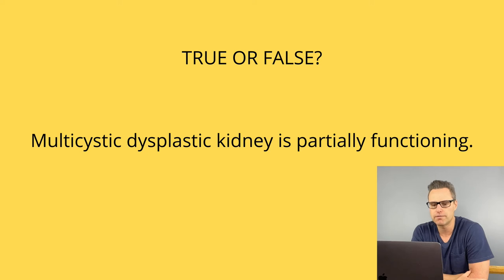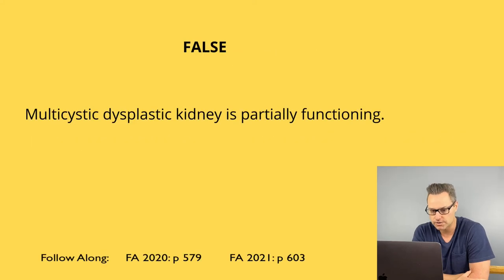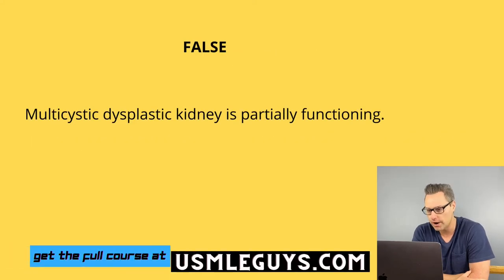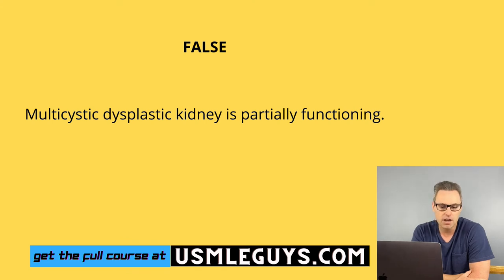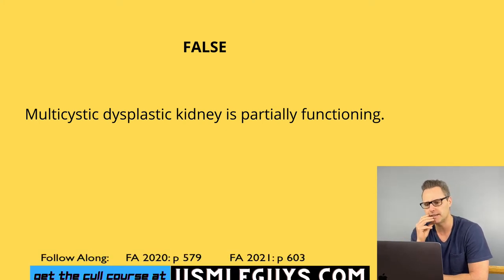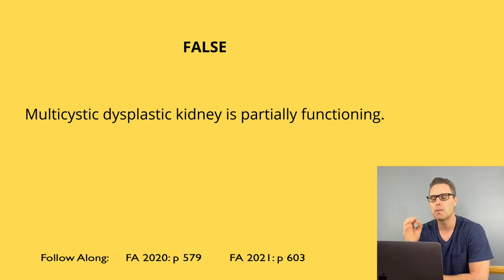All right, guys, what do you think, true or false? This is false. The kidney in this case is non-functioning. Now, the cause of this is the ureteric bud failing to induce differentiation of the metanephric mesenchyme. This causes the kidney to become non-functional and also consists of cysts and connective tissue. Remember that this is typically going to only be seen unilaterally. But if it happens bilaterally, what condition do you think we can get? We just talked about it, Potter sequence. All right, let's move on to the next question. True or false, go.